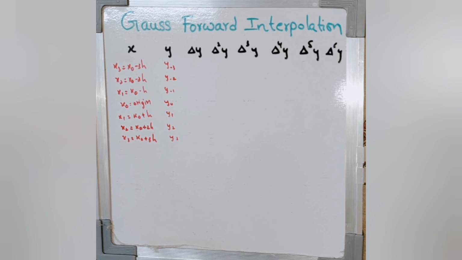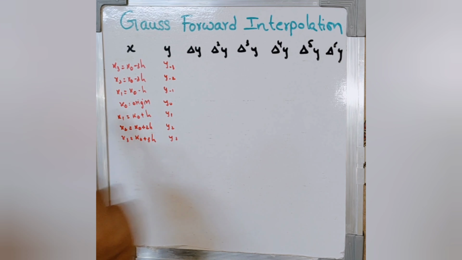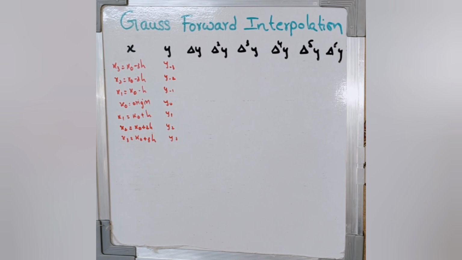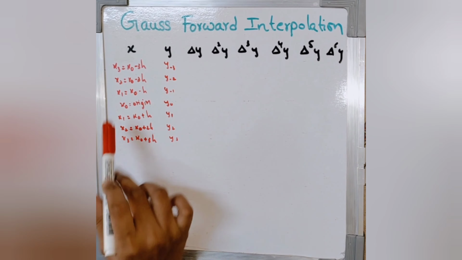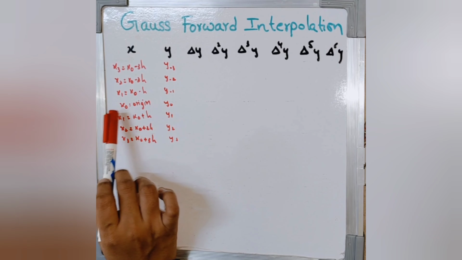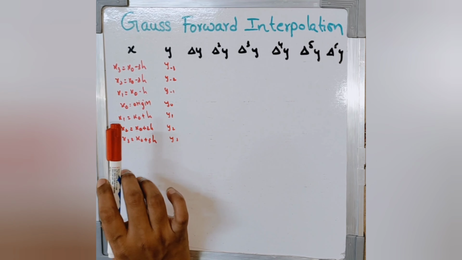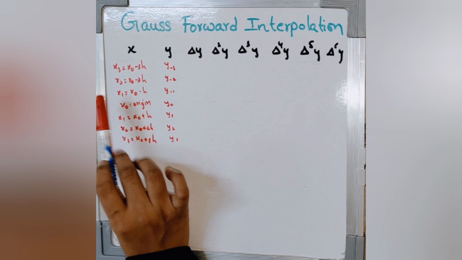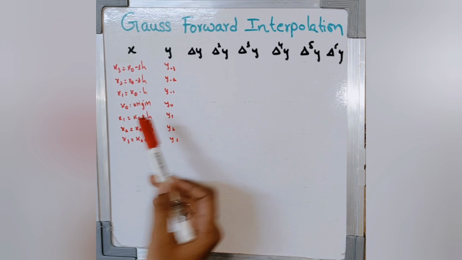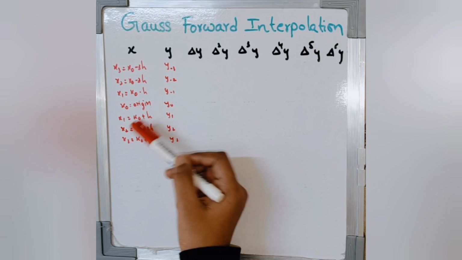We have to choose the origin perfectly from the given values of x. Suppose these are the given values of x and we have to choose the origin properly. So for now I have chosen x0 as our origin and I have named it x0. Now we have to write the values of x above the origin as negatives, and below the origin as positives. Okay.